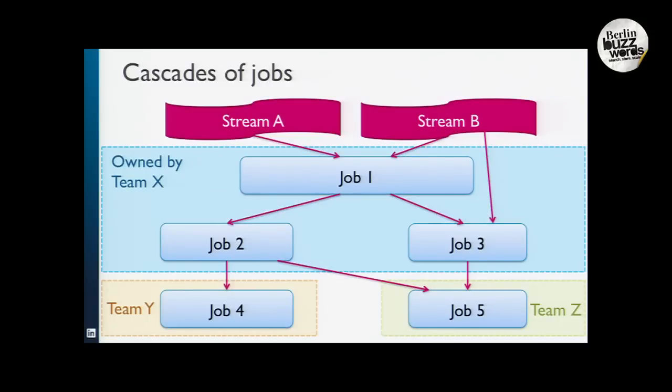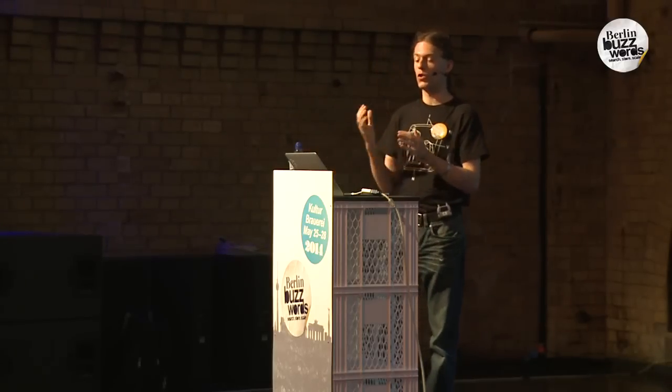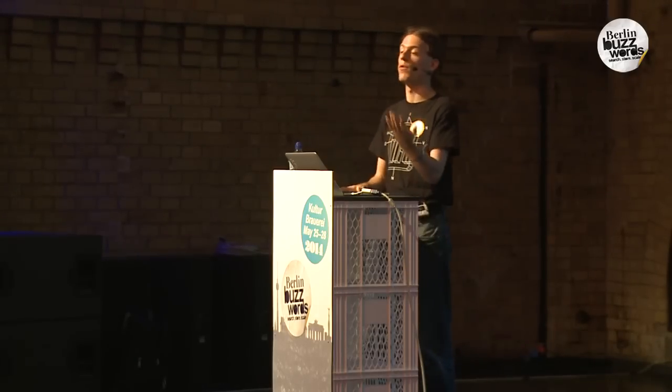In particular, you might want different jobs to be maintained by different teams within your company, because the output of one job is a very nice interface. Team X can just say, okay, we have these jobs 2 and 3, and you can consume our outputs, and there'll be a certain SLA on the reliability or the speed with which data goes through there. And so team Y and team Z can rely on that, build their own jobs which consume that data. Team X doesn't need to worry about the fact that it has these consumers. Team X just provides the data.